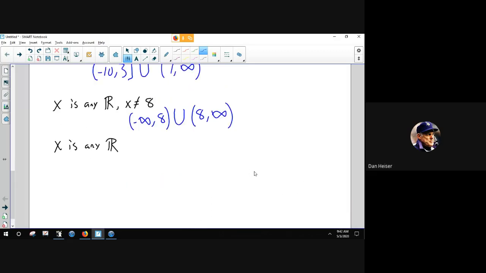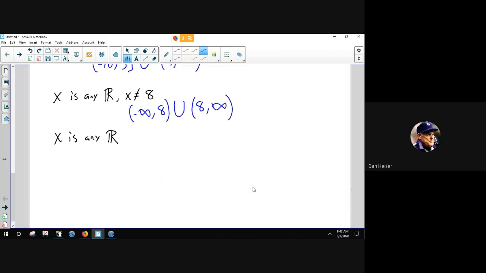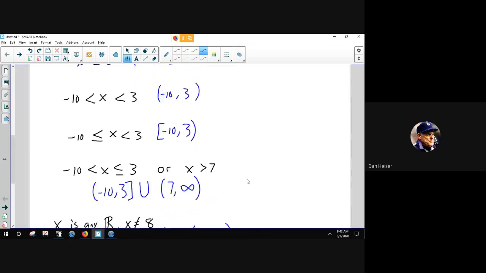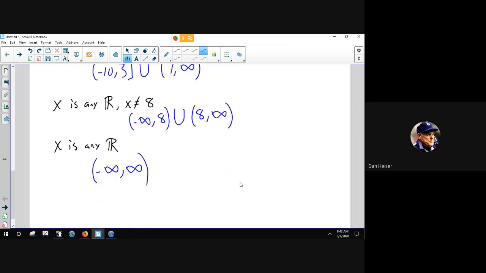And finally, X is any real number. No restrictions. Absolutely no restrictions. X can be any number that's real. So X goes from negative infinity to positive infinity. This is interval notation. So if you need to spend a little more time understanding these examples, do that before moving on to the next part of this video.